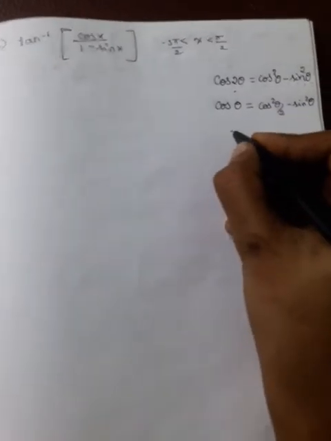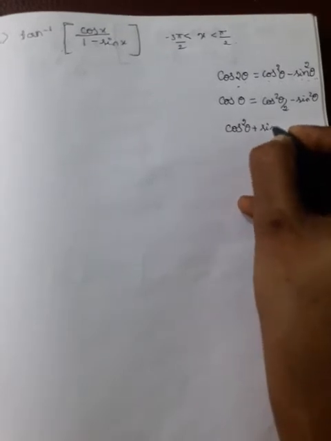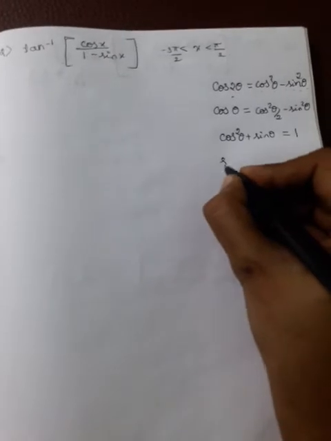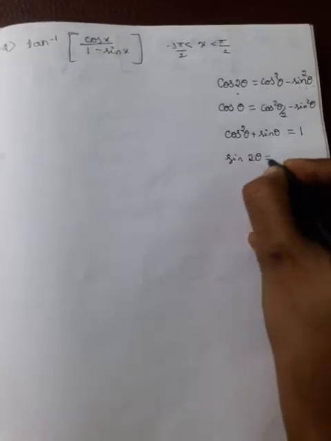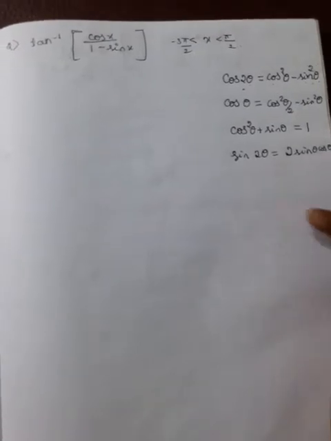And also another formula you know, that is cos square theta plus sin square theta is equal to 1. And sin 2 theta is equal to 2 sin theta into cos theta, which you used in the last problem.